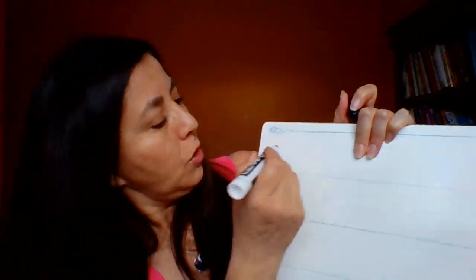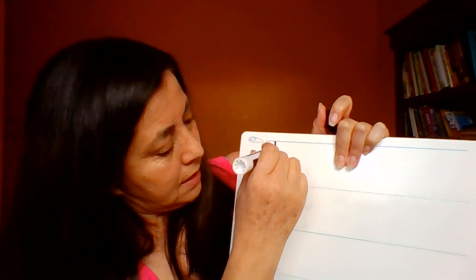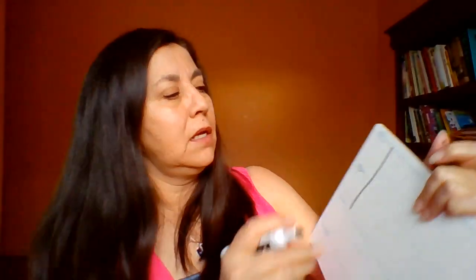And the new letter is letter P. So go to the skyline, down to the grass line.